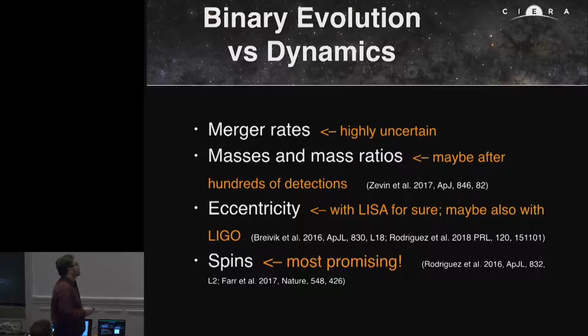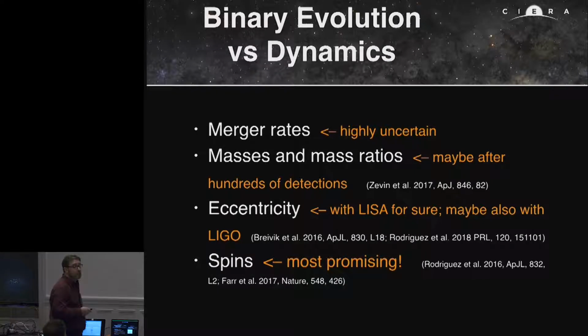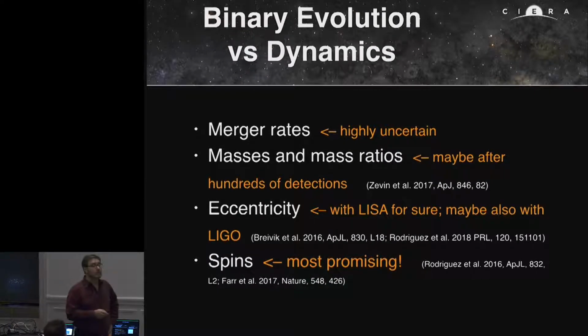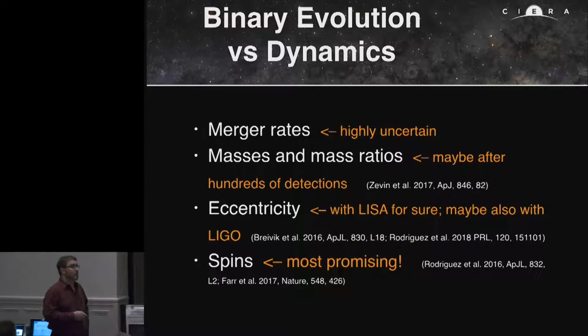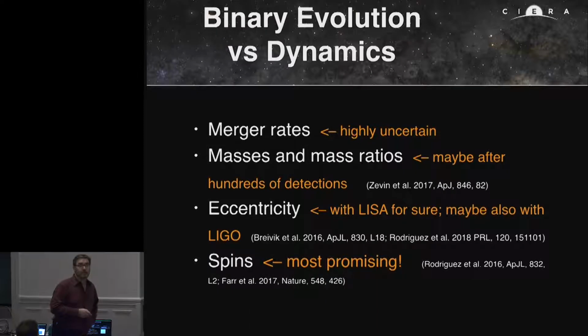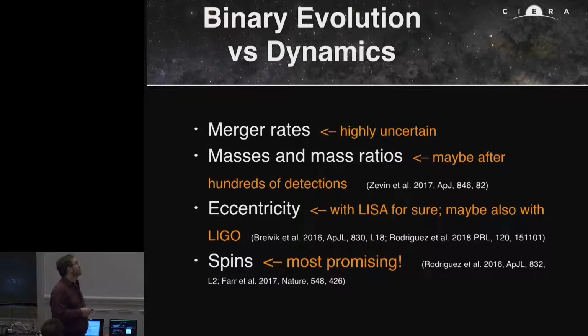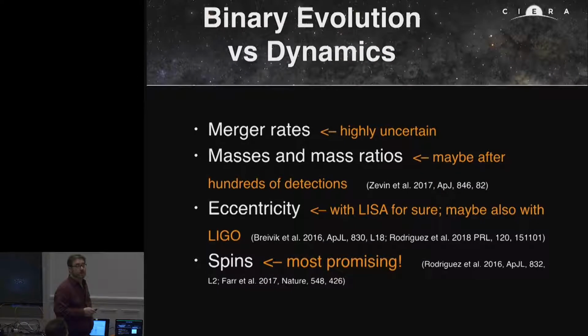In general, I think merger rates are really not the way to go. They are extremely uncertain. I personally would never believe a theoretically predicted merger rate, not even my own. And the error bars on the empirical rates are still very large as well, and so I don't think this is particularly promising.